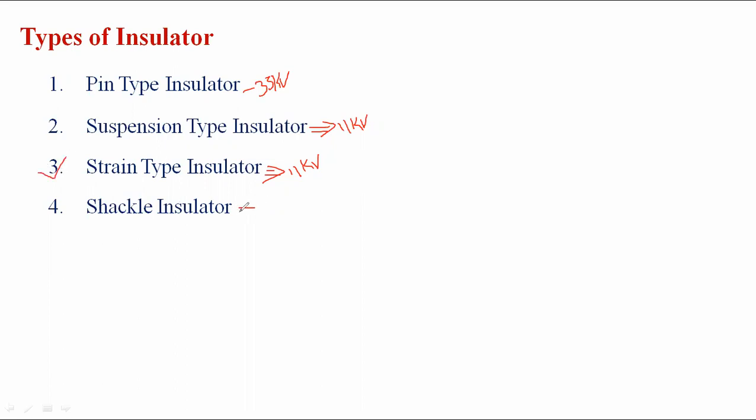Another one is the shackle insulator. It is used for the distribution purpose. That is, 3-phase 440 volt 3-wire system or 4-wire system, and for single phase we can use up to 11 kV. But the maximum, this shackle type insulator is preferred only for the distribution purpose.